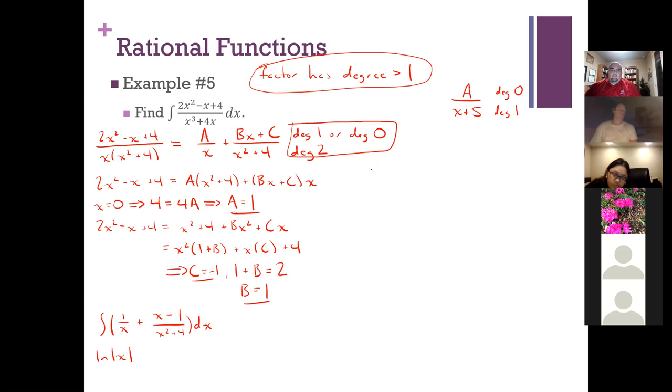How about splitting it? That's a good idea. So instead of dealing with that, let's deal with it up here at the right. I know this is the same as the integral of x over x squared plus 4 dx minus the integral of 1 over x squared plus 4 dx. So I can't handle it directly, so we've got to break it up. Now, how do we deal with that integral on the left, x over x squared plus 4?